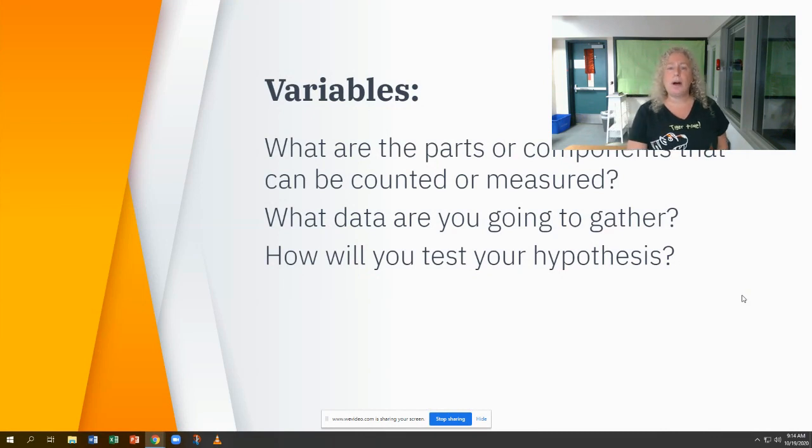Variables. What are the parts or the components that can be counted or measured? In other words, what data are you going to gather? How are you going to test your hypothesis? Remember that a hypothesis is the answer you think you're going to get. So when you ask that question, then you think you know what answer you might get. How are you going to test if your answer is correct or not? What data do you need to gather to find out if you have the right answer to your question?